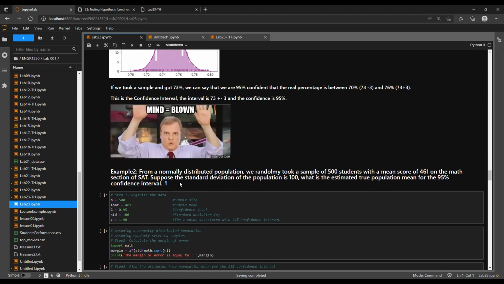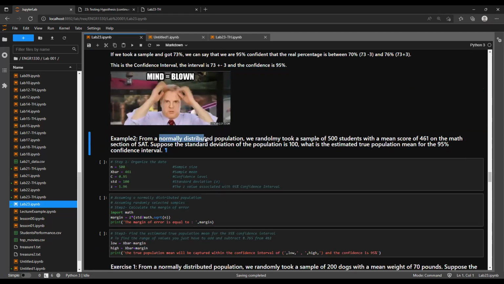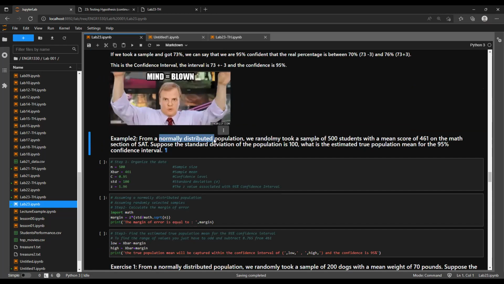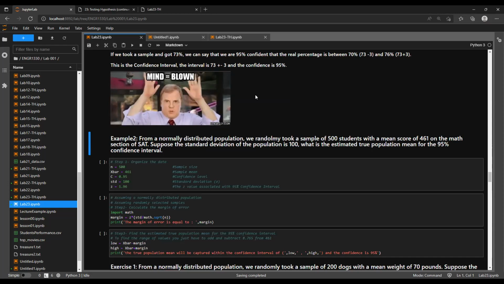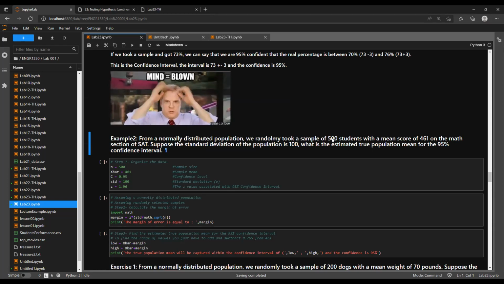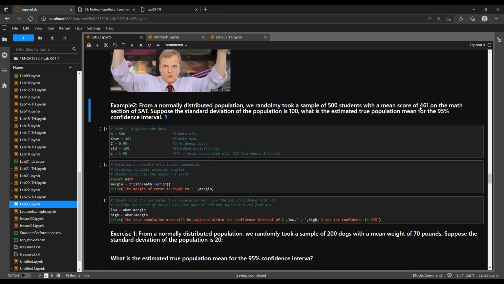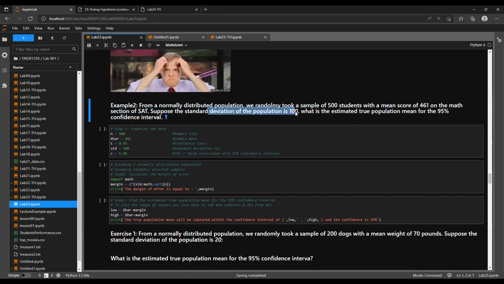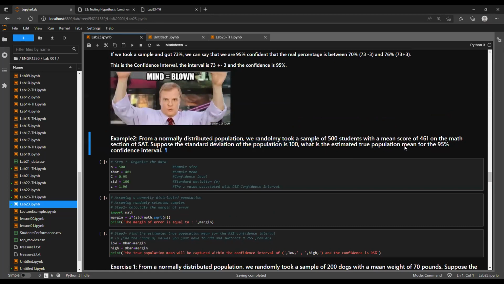Okay, let's look at another example. So from a normally distributed population, this part's important because all the stuff we've just talked about only applies to the normal distribution. Every distribution has numbers like the 68% and 95%. It's just that they're different. They're not exactly 68 and 95. But we got a normal one. We're going to randomly take 500 students, and we know the mean of the score on the math section of the SAT was 461. Suppose the standard deviation is 100. We want to estimate the true population for 95% confidence interval.